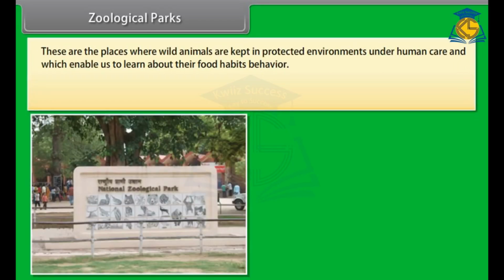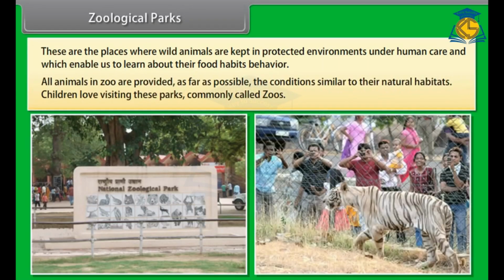Zoological park: these are the places where wild animals are kept in protected environments under human care and which enable us to learn about their food habits and behavior. All animals in zoos are provided, as far as possible, the conditions similar to their natural habitats. Children love visiting these parks, commonly called zoos.